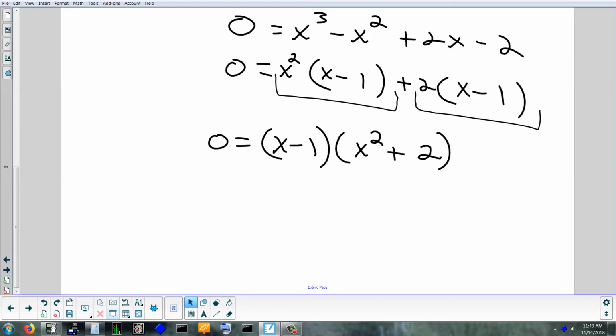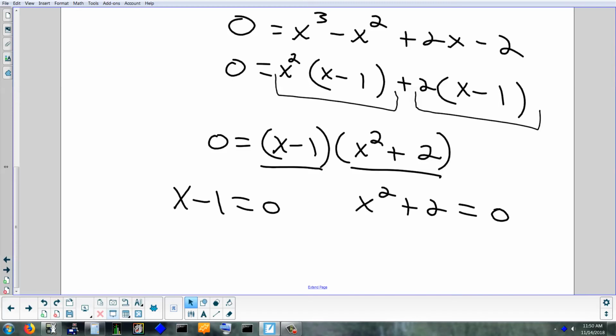So now we have something times something equals 0. We factored it. So if you're going to multiply 2 things together and get 0, one of them has to be 0. Either this one or this one. Okay, how would you solve the one on the left? Yep, just add 1. There's your answer. Let's check the one on the right. You would minus 2.